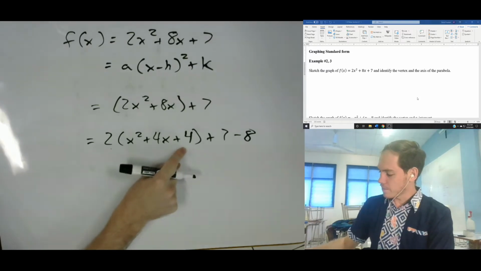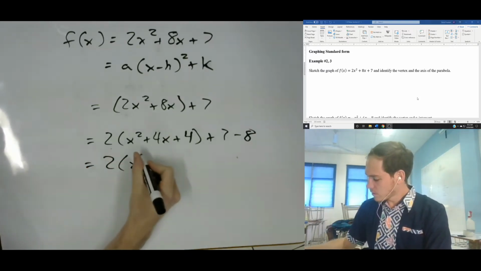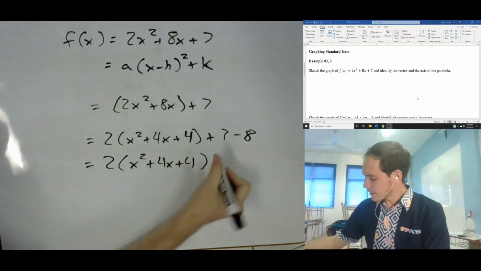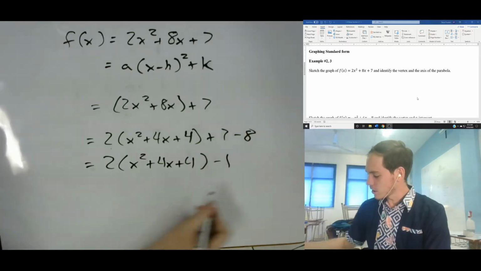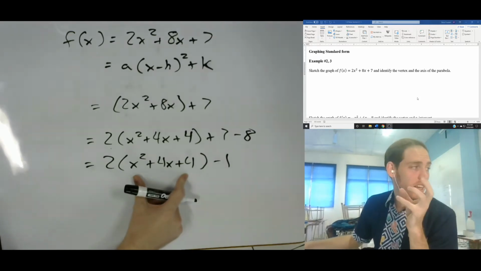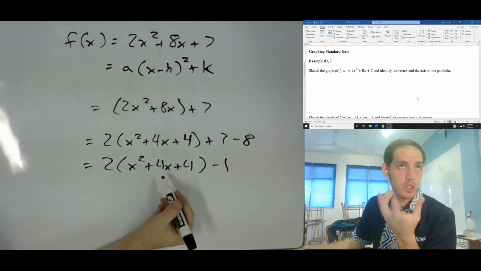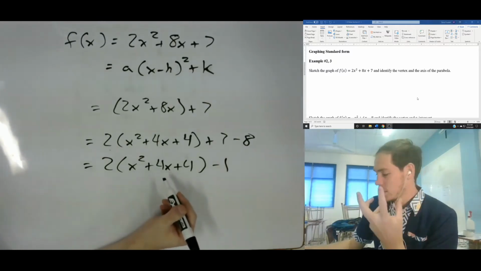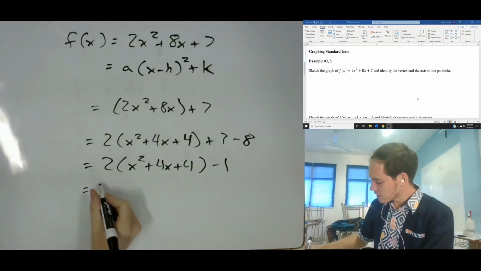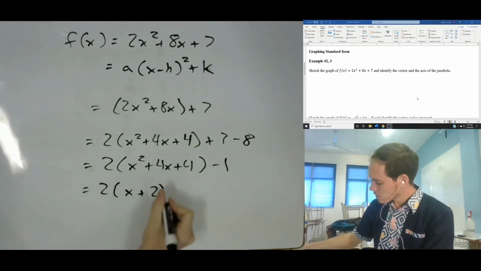So once you do that, then we're just going to rewrite it. So we have... and then 7 minus 8 is just minus 1. Okay, this right here is something that you can call a perfect square, or rather, you could turn it into this thing right here, okay? So what you're going to get is 2 times x plus 2 squared, okay?